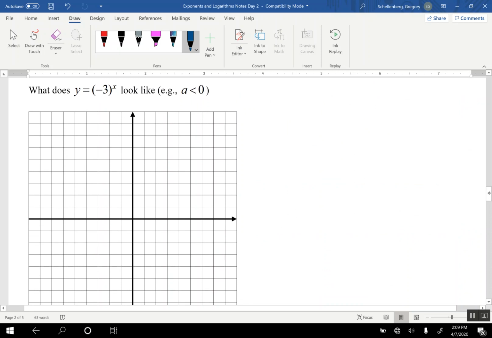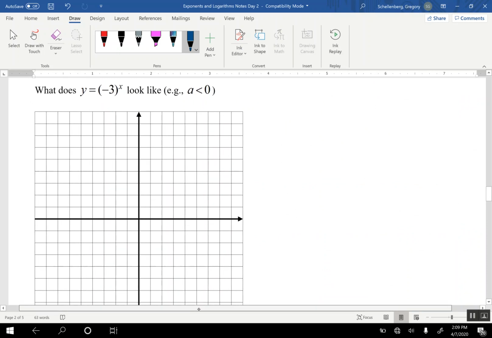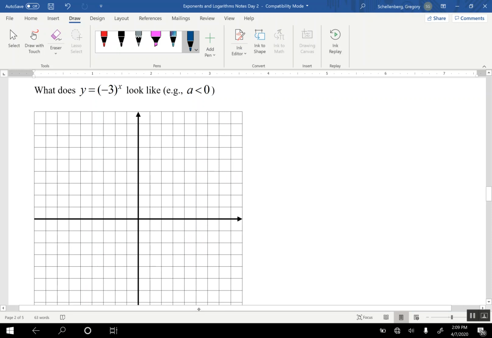Okay, well, this is an interesting little experiment here. We're going to create a couple of tables of values. So I'm just going to jot this over in the margin on the right. Let's try 0, 1, 2, and 3. So negative 3 to the power of 0 is 1. Negative 3 to the power of 1 is negative 3. Negative 3 squared is positive 9. And negative 3 cubed is negative 27. Okay, that's going to be off the graph.